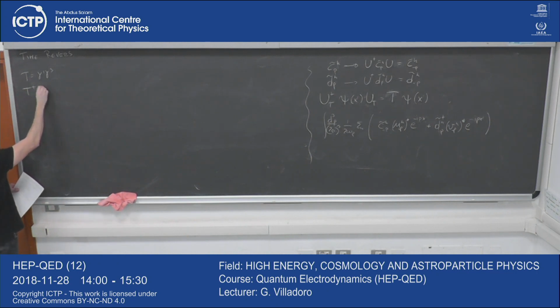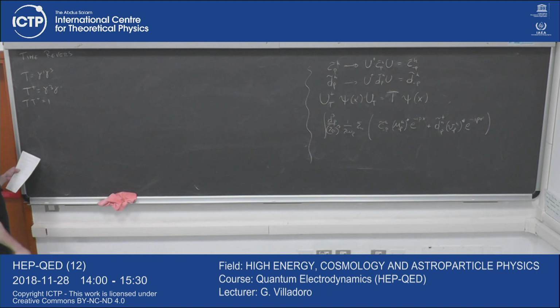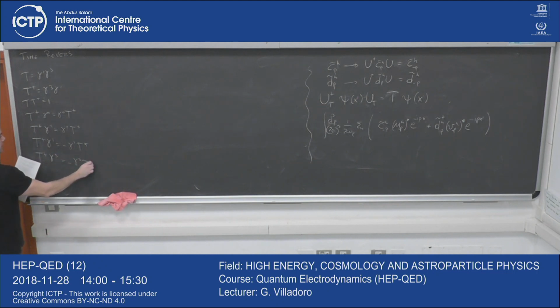Notice that T dagger is gamma 3, gamma 1. T dagger is 1. And T dagger gamma naught is equal to gamma naught T dagger. T dagger gamma 2 is equal to gamma 2 T dagger. T dagger gamma 1 is equal to minus gamma 1 T dagger. T dagger gamma 3 is equal to minus gamma 3 T dagger.